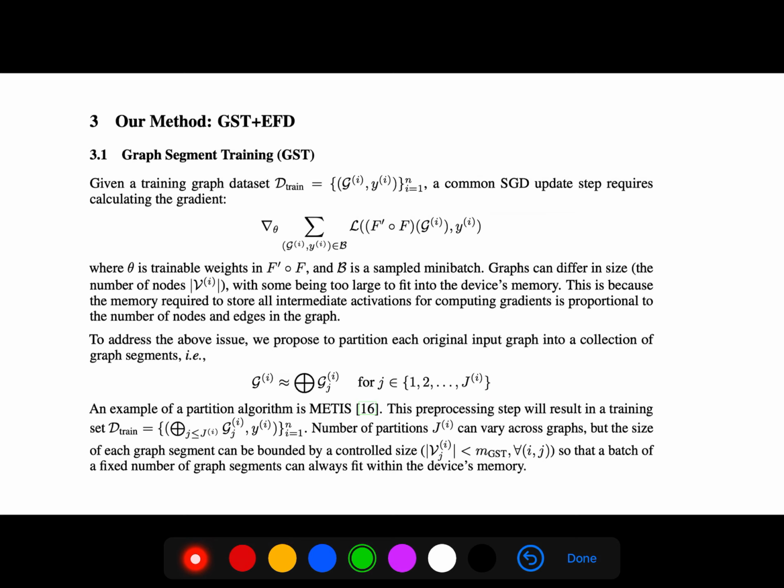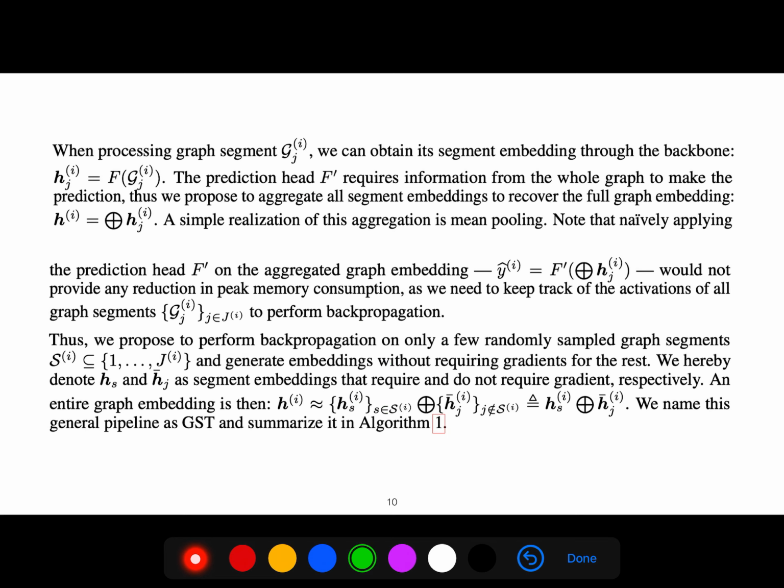Given a training graph dataset, a common SGD update step requires calculating the gradient, where theta is just the weights in f prime of f, and this is a sampled mini batch B. Graphs can differ in size, with some being too large to fit into device memory. This is because the memory required to store all the intermediate activations is proportional to the number of nodes and edges in the graph. So to address this limitation, we propose to partition each original input graph into a collection of graph segments. This pre-processing step will result in a training set, and the number of partitions can vary across graphs. When processing graph segments, we can obtain their segment embeddings through the backbone.